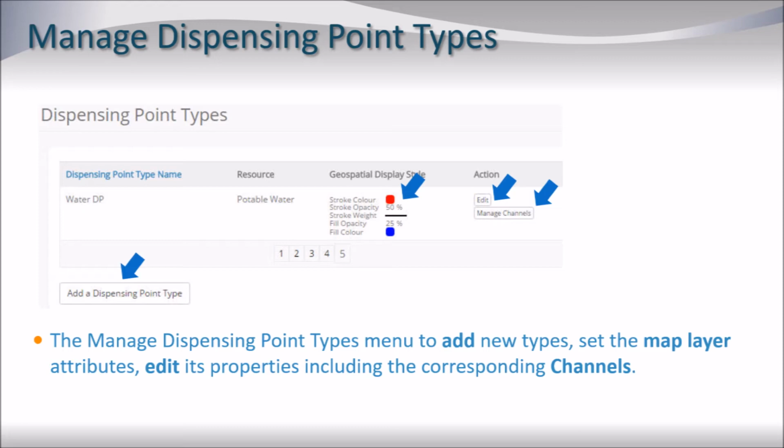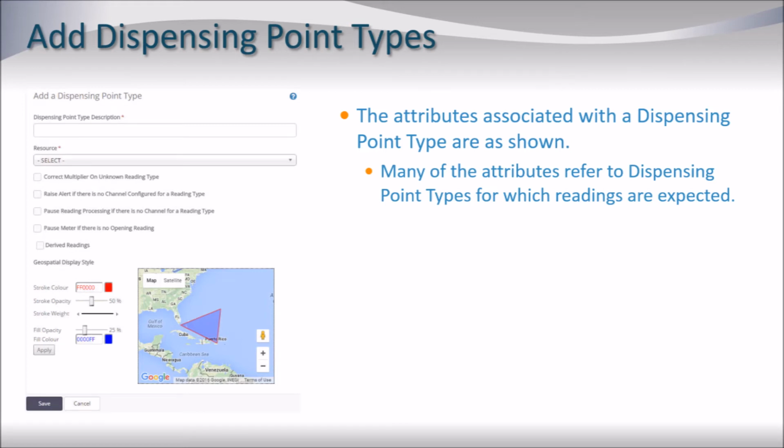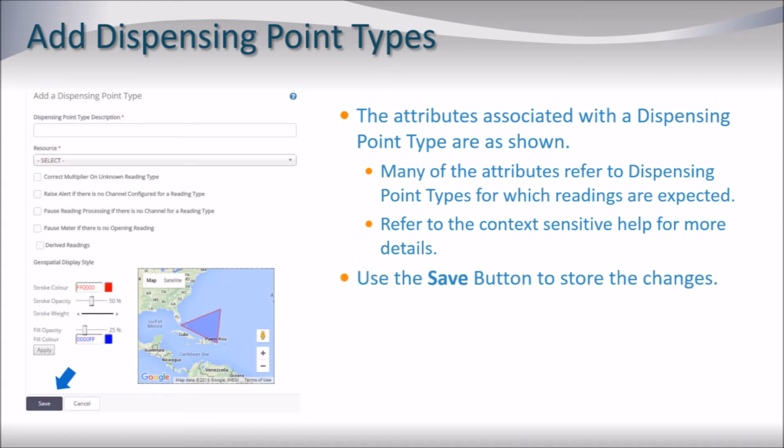Use the Add button to add new dispensing point types, and then set the map layer attributes, edit its properties if you need to, including the corresponding channels. If you have selected to add a dispensing point type, the attributes will be as shown. Many of the attributes refer to dispensing point types for which readings are expected, and refer to the context-sensitive help for more details on these. Use the Save button to store the changes.